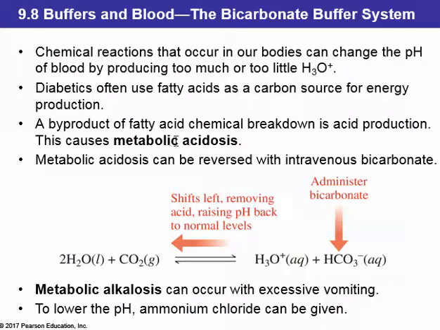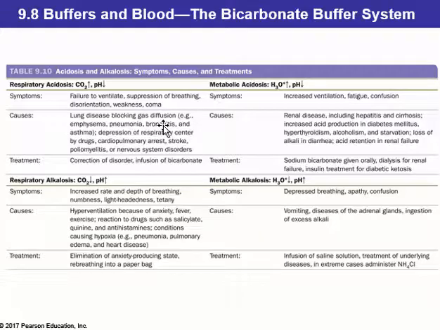Blood pH can also change due to metabolic features. For example, diabetics, because their insulin is not working properly, their bodies will often use fatty acids for energy, and when those fatty acids are broken down, more acid is produced, and this can cause metabolic acidosis. Again, anytime there's too much acid in the blood, we can administer bicarbonate to cause the reaction to shift to the left. And metabolic alkalosis, where the equilibrium is shifting to the left, so the concentration of hydronium decreases and the blood becomes more basic, can occur with different factors such as excessive vomiting. Table 9.10 in your textbook summarizes the different symptoms, causes, and treatment of this bicarbonate buffer system in your blood.